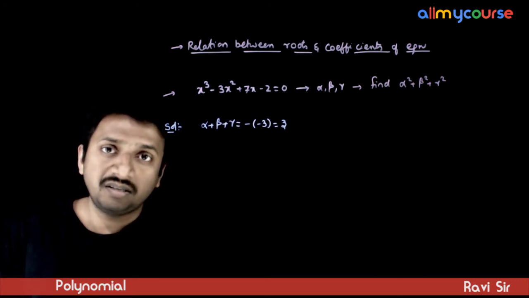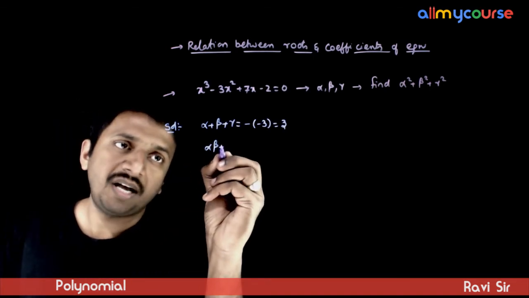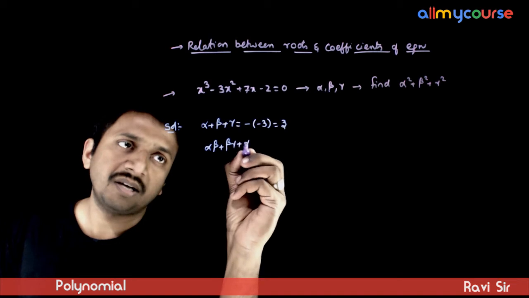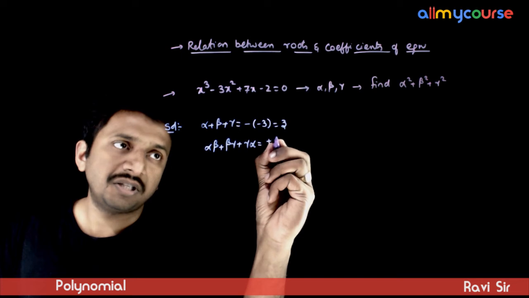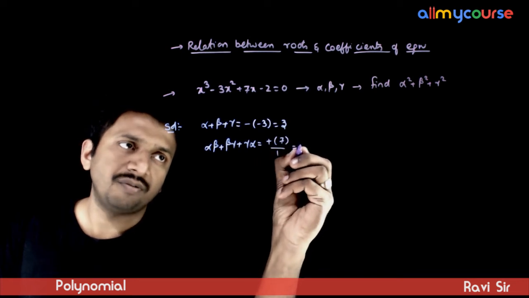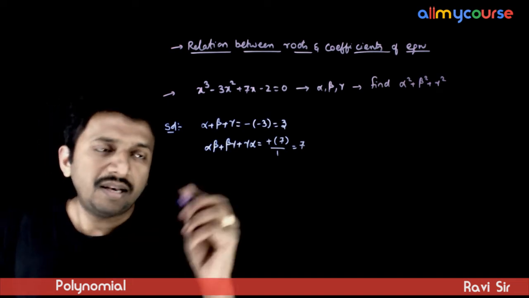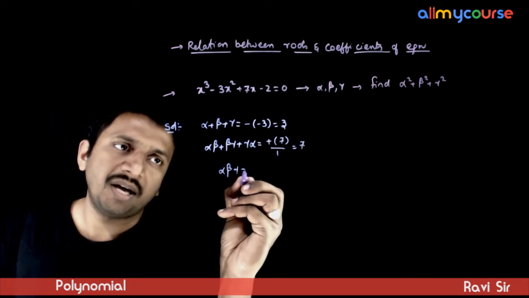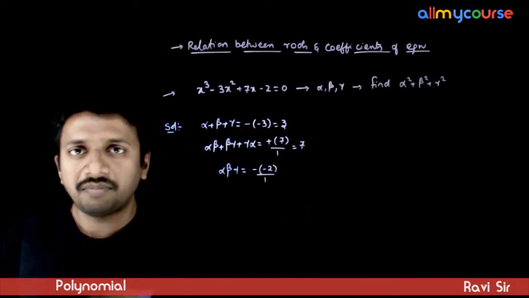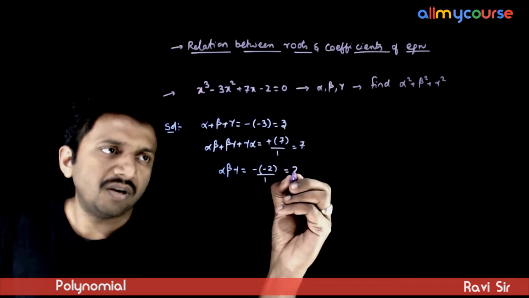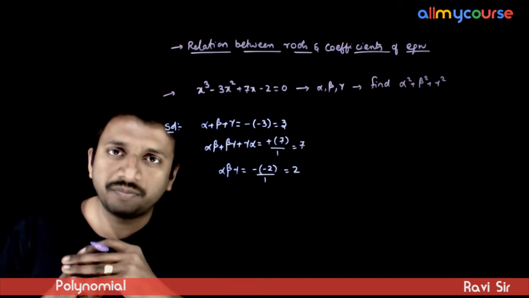Next, sum of products of two roots taken at a time. Alpha beta plus beta gamma plus gamma alpha is equal to plus of next coefficient by first coefficient, that is equal to 7. Next, alpha beta gamma is equal to minus of last coefficient by first coefficient, which is equal to 2. So these are three results that we already know.